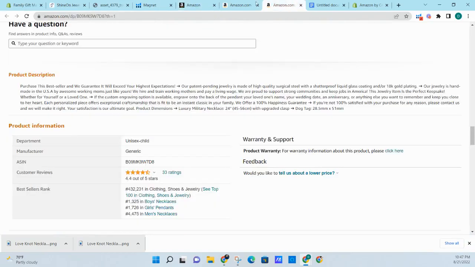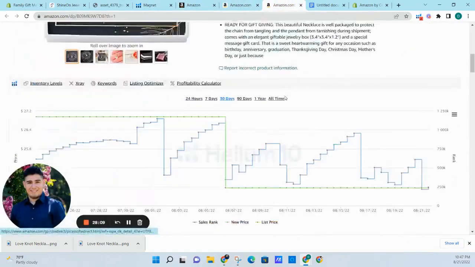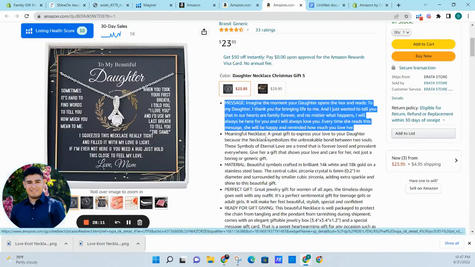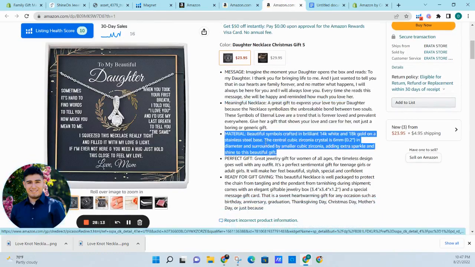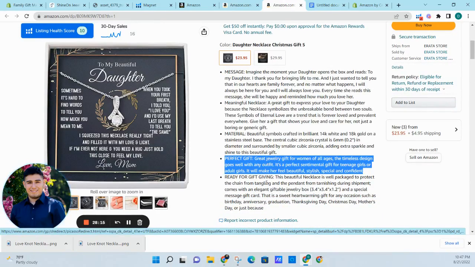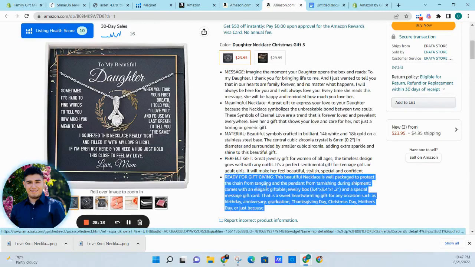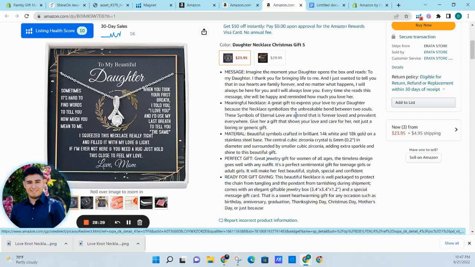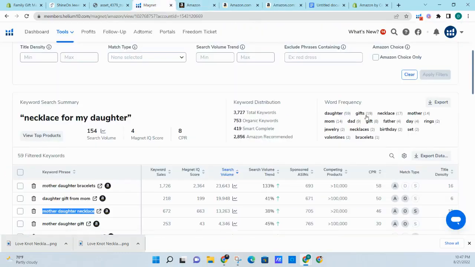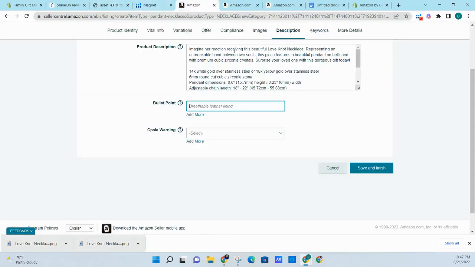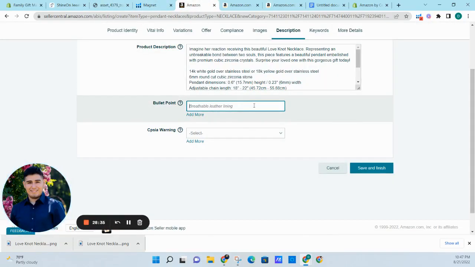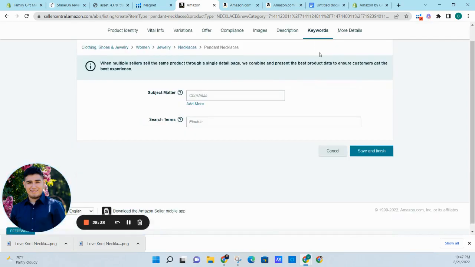Now the bullet points are this. So you want to check your competition, but of course, don't copy exactly how they're doing it. Just try to reword the words and the phrases and see how you can make it better, and apply the keywords that you're seeing from Helium 10. After you fill out the bullet points, you want to go to the backend keyword section.